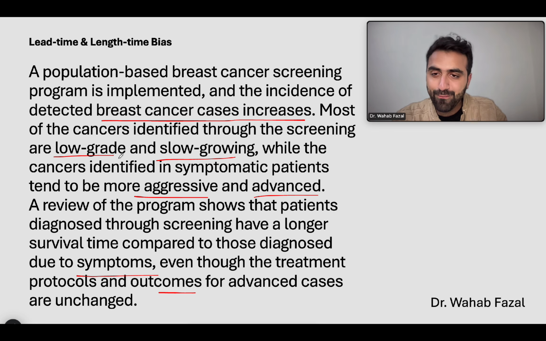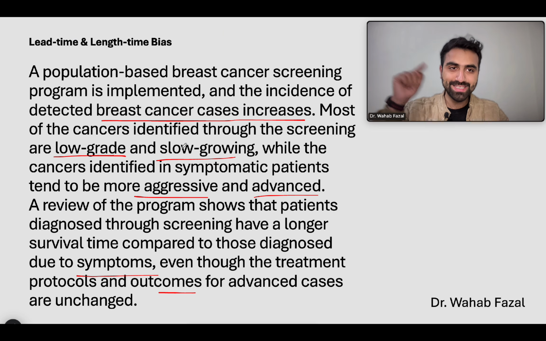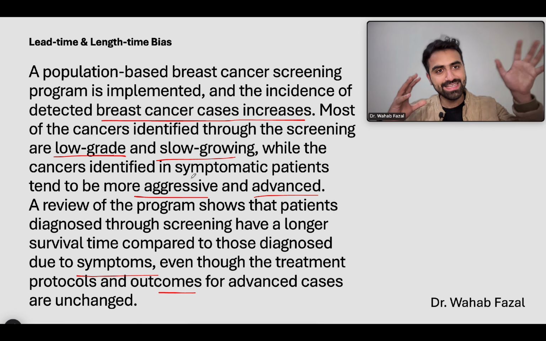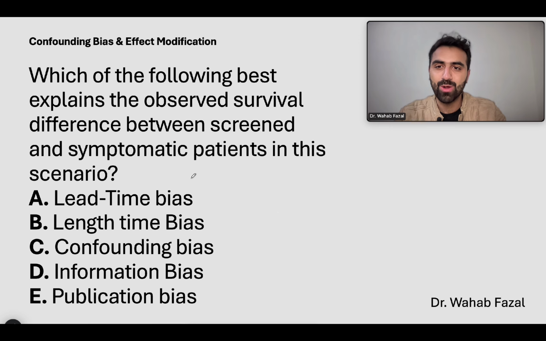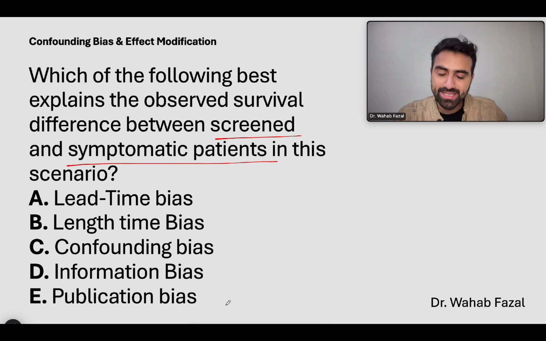If you just focus on what this wants to say, people who are diagnosed through screening have low grade and slow growing tumors, and the patients who have symptoms, meaning breast cancer symptoms, tend to have very aggressive and advanced tumors. Right? And now we are getting this increase, as if our screening program is working very well and diagnosing a lot of people with the disease. What does this sound like? Which of the following best explains the observed survival difference between screened and symptomatic patients in this scenario? You want to answer this question? So let us start together.